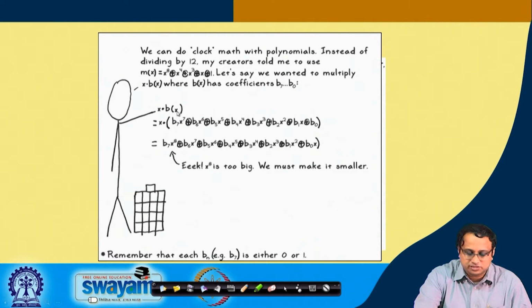Let me take b(x), where b(x) is nothing but b7 x to the power of 7 plus b6 x to the power of 6 plus b5 x to the power of 5 plus b4 x to the power of 4 plus b3 x to the power of 3 plus b2 x squared plus b1 x plus b0, and then I multiply it with x. Note that if b7 is 1, then I get b7 x to the power of 8. Now the moment I get b7 x to the power of 8, I know that this element does not belong to the field, because the degree exceeds 7. So therefore, we have to basically make it smaller and we have to bring it back to the field, okay.